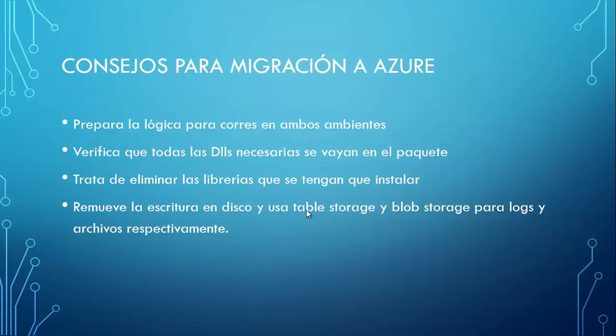So when we are creating the package, we need to pay attention to the warnings that Windows Azure gives us. Try to delete all the libraries that you have to install. That is because when you have external libraries that you have to install, it is complicated to make it work. It's possible, but it's complicated. So if you can do it with native code from the framework, it's cool.